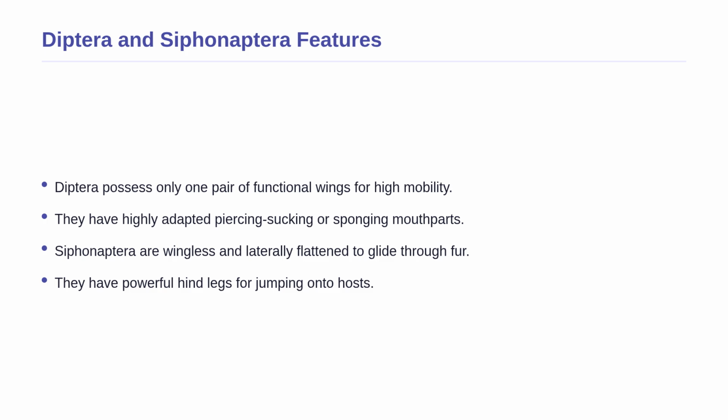On the other hand, siphonapterans, or fleas, take a completely different evolutionary approach. They are wingless and laterally flattened, which allows them to glide smoothly through the fur of their hosts. Instead of flying, they have developed powerful hind legs for jumping onto hosts from the ground or from animal nests.